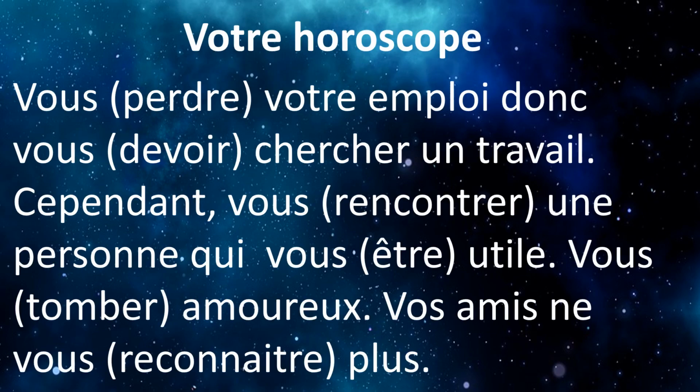This is the second exercise where you'll have to put the verbs in brackets in the future tense. This is your horoscopes. So this is what it says. Vous, votre emploi, donc vous, cherchez un travail. Cependant, vous, une personne qui vous, utile. Vous, amoureux, vos amis ne vous, plus.